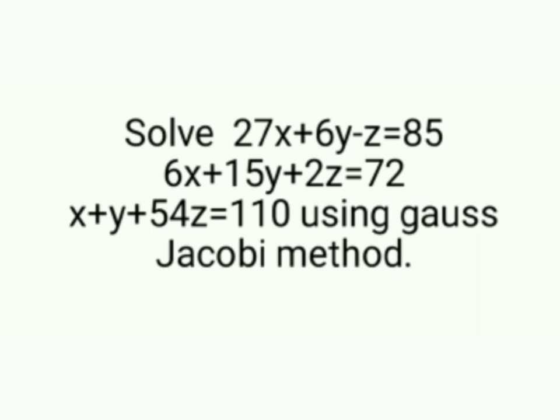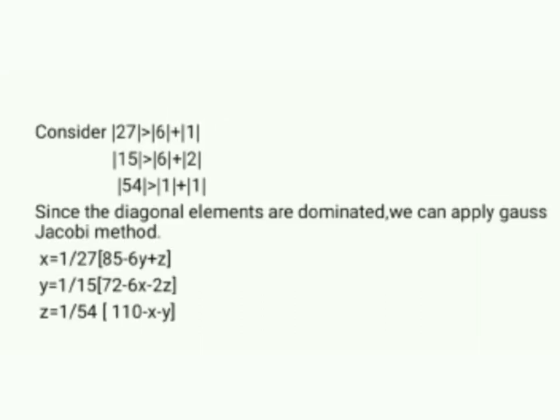First, we have to consider whether the diagonal elements are dominant or not. In the first equation, the coefficient of x should be greater than or equal to those of y and z. In the next equation, y should be greater than or equal to x and z. In the third equation, z should be greater than or equal to x and y. After checking, since the diagonal elements are dominant in the system of equations, we can apply the Gauss-Jacobi method.